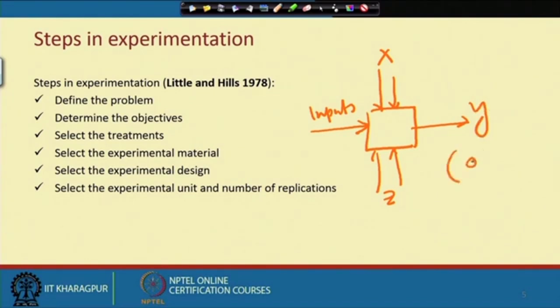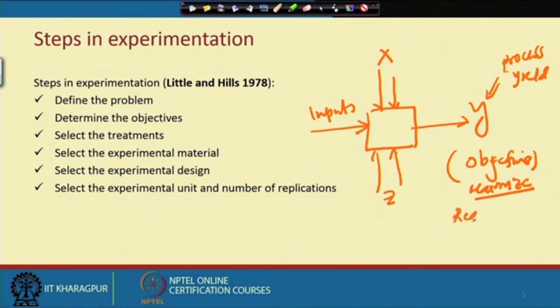So, objectives will be set in terms of the problem. Suppose y is the process yield, then what will be your objective? You want to maximize the process yield. The objective will be to maximize process yield. Suppose your objective is the quality of the output, then maybe you want to reduce the defects. So, you must know where the problem lies.